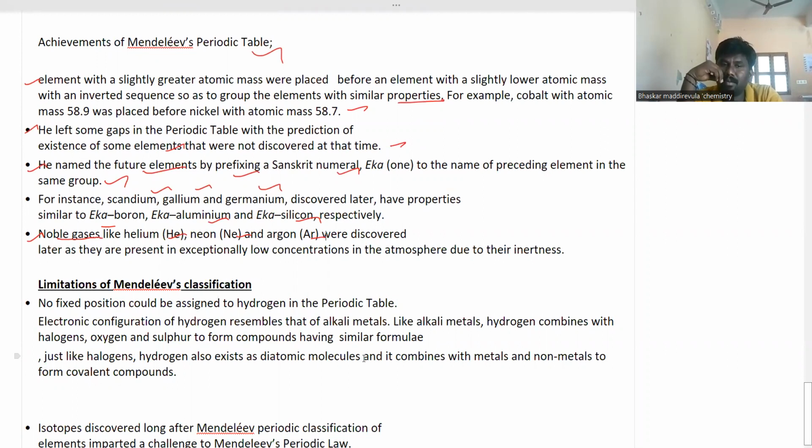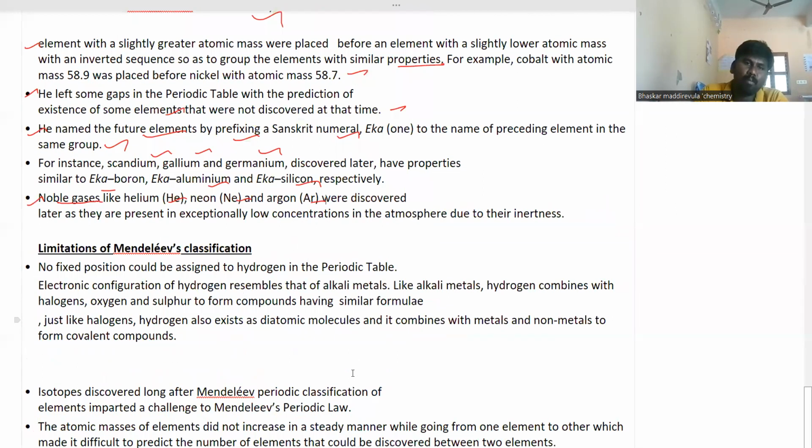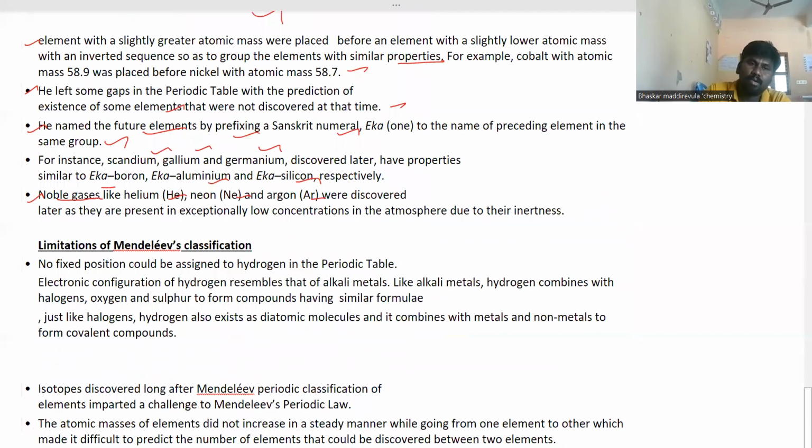Mendeleev's periodic table. But there are some limitations with Mendeleev's periodic table. The main limitation is that no fixed position was given to hydrogen. Why? Because the electronic configuration of hydrogen resembles that of an alkali metal.